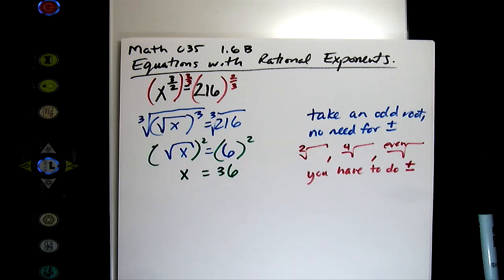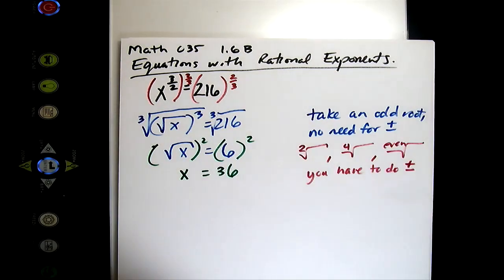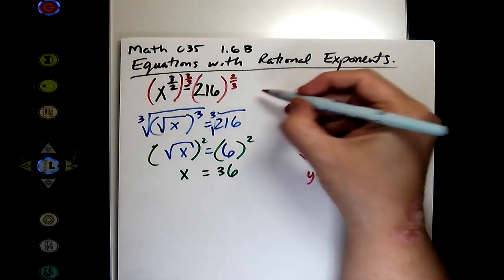I just have a question. With the 216, why is that one not like the square? What do you mean why it's not like a square? Because the 2 over 3, the 3 should be out of the root and the 2 should be inside.